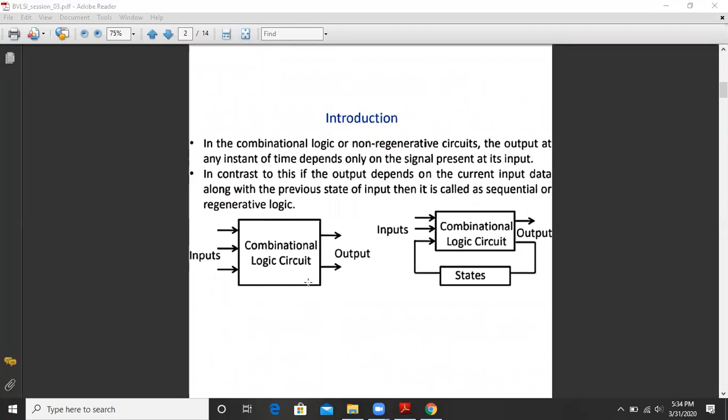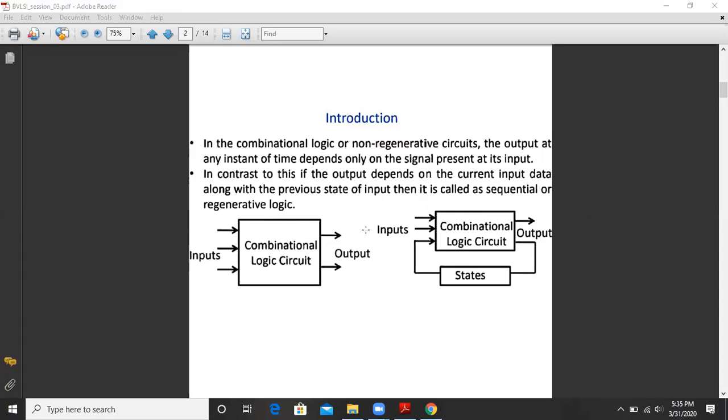A combinational circuit, or a non-regenerative circuit, doesn't depend upon any previous inputs. It has a set of inputs and a fixed set of outputs. Here, the output at any instant of time will depend only on the signal present at its inputs. So this is a combinational logic. An example of a combinational logic is a NAND gate, or any gate for that matter. A NAND gate will produce the output only with respect to the two inputs, A and B. Let's say if A and B are 0,0 or 0,1 or 1,0 or 1,1, it will produce a unique combination of outputs depending only upon the present inputs.